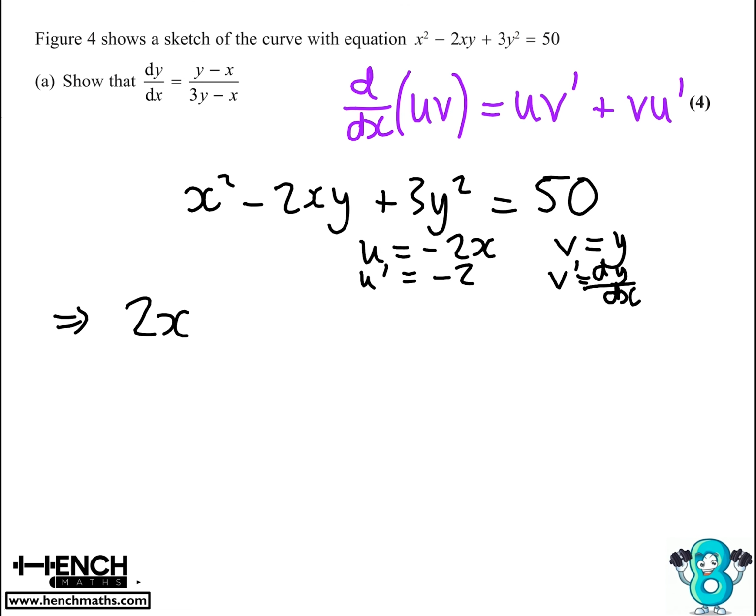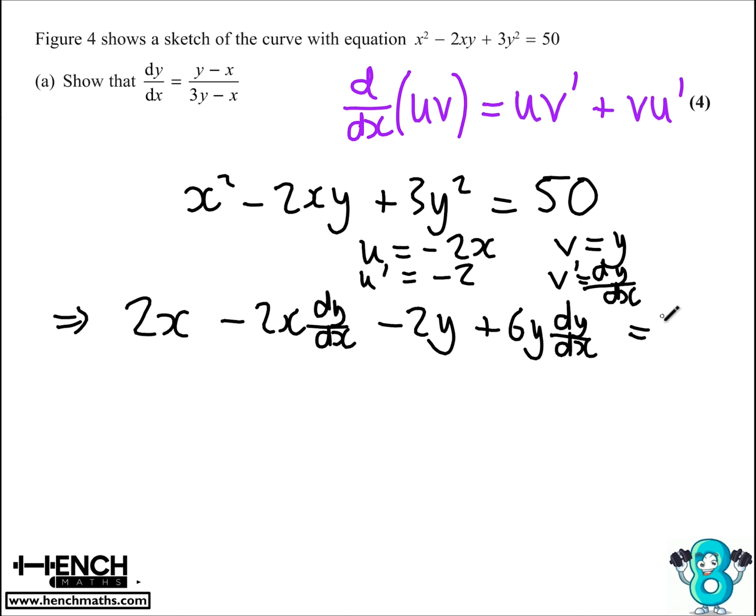And now we can use the product rule. So it's going to be negative 2x times dy by dx, and then plus negative 2 times y. Now if we differentiate 3y squared, we're going to get 6y dy by dx because it's a function of y. And then the 50 on the end, if you differentiate 50, it becomes 0. So we're going to keep all the dy by dx on one side.